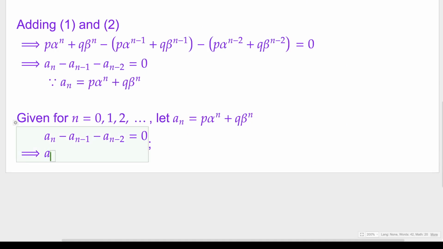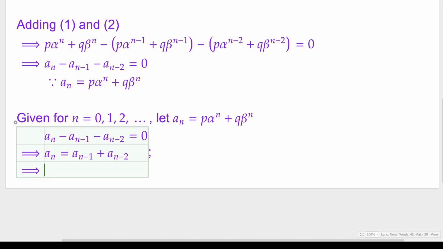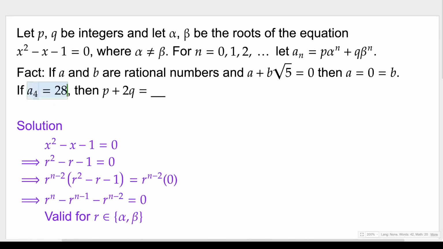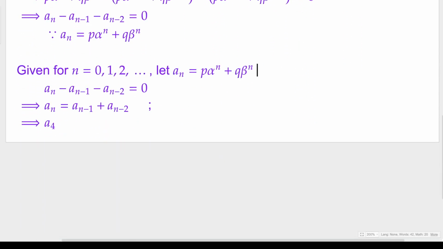So a subscript of n can be written as a subscript of n minus 1 plus a subscript of n minus 2. Now this one can be written as a subscript of 4. Why am I writing 4? Because in the problem statement it is given that a subscript of 4 is equal to 28, right? So let me also write that this is also given to us. So a subscript of 4 can be written as a subscript of 3 plus a subscript of 2, right?